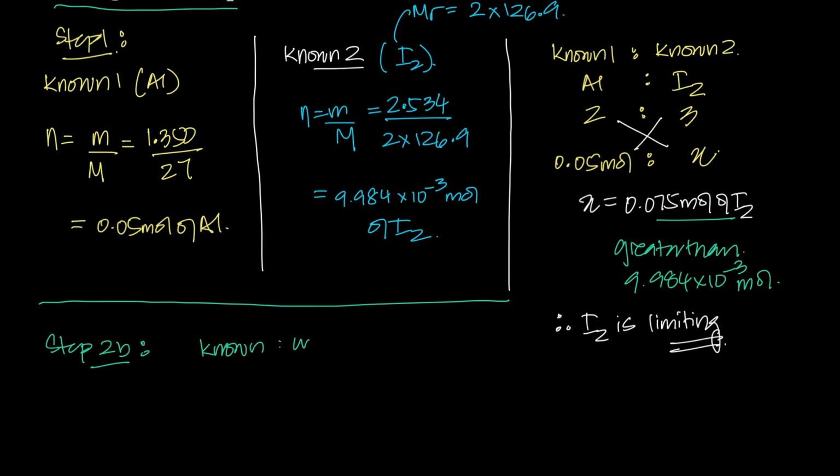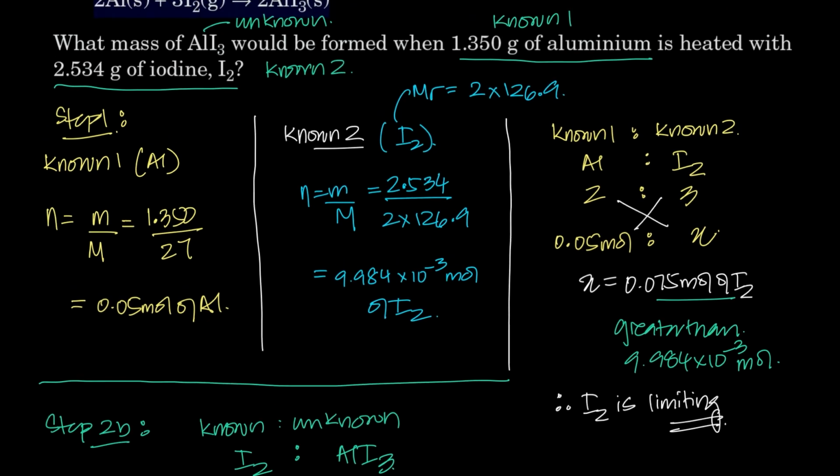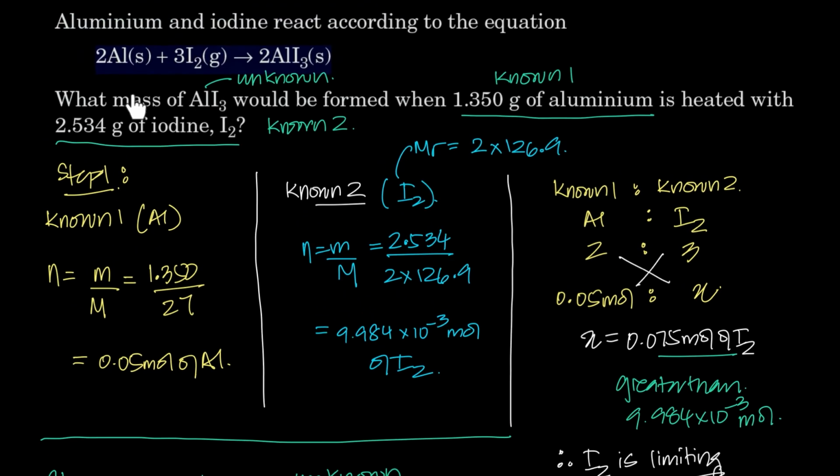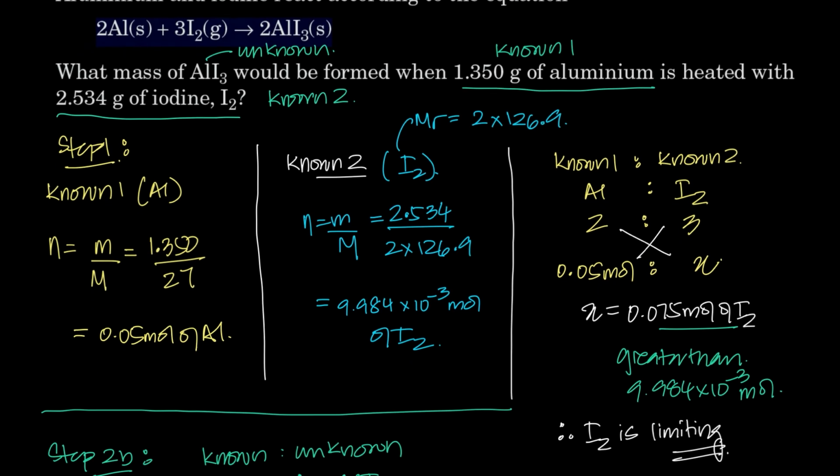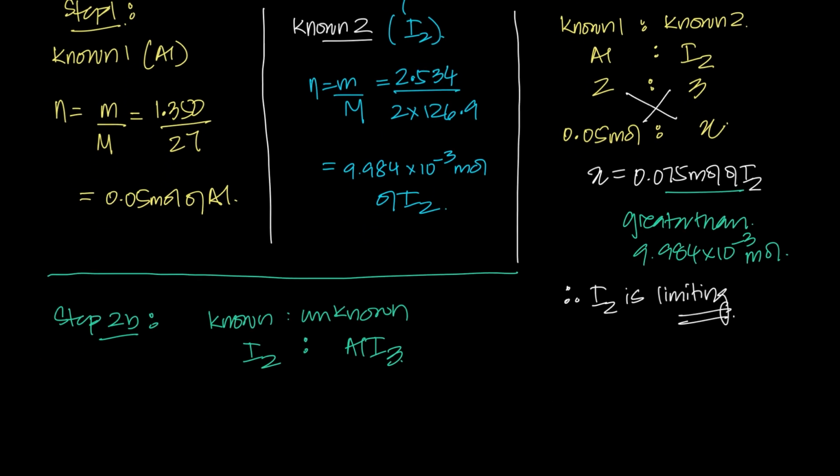So now my step 2b is the limiting known to unknown ratio. The limiting known is iodine, because iodine was less than needed, and it's always going to be the limiting one to the unknown. The unknown is AlI3. So I need to know 3 iodines make 2 AlI3, and iodine is my limiting. So the coefficients are what I put in here. The coefficient of the limiting known and the unknown, 3 is to 2. Then I put the actual moles of the limiting, which is this, is to the product, and I cross multiply and solve for this.